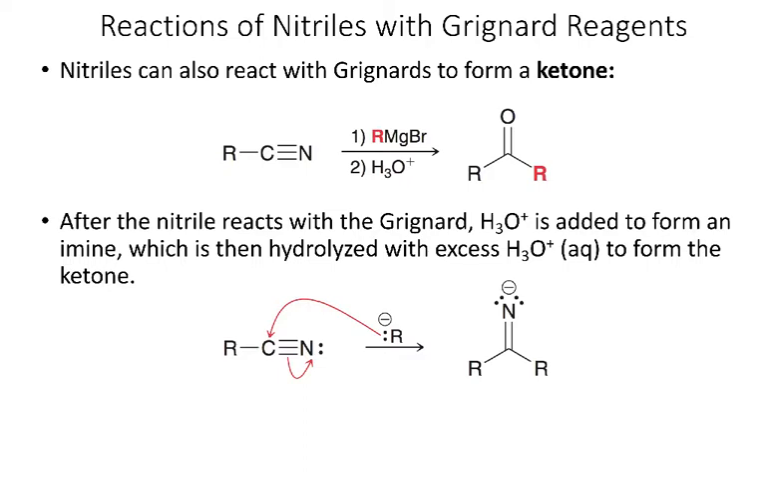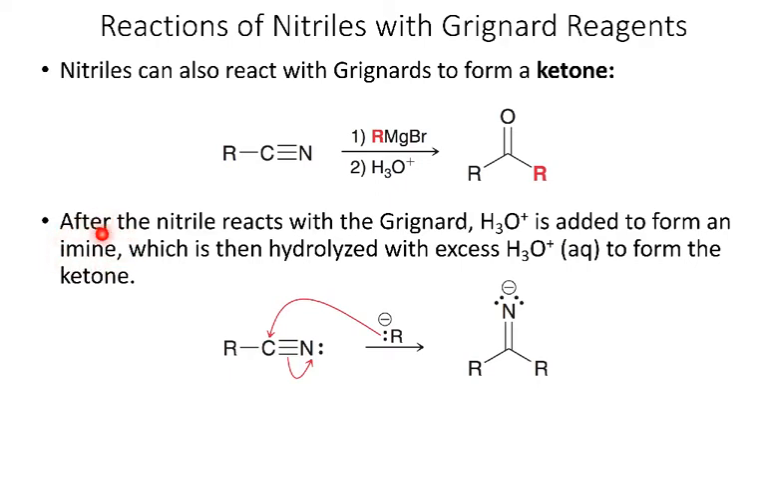So, one new reaction: nitriles can be reacted with Grignard reagents and they'll actually stop at the ketone. After the nitrile reacts with the Grignard reagent, and that's very similar to the reactions that we've seen with the Grignard reagents before, essentially we just have the nucleophilic addition reactions. When we then protonate this with excess acid, that's going to give us the imine.